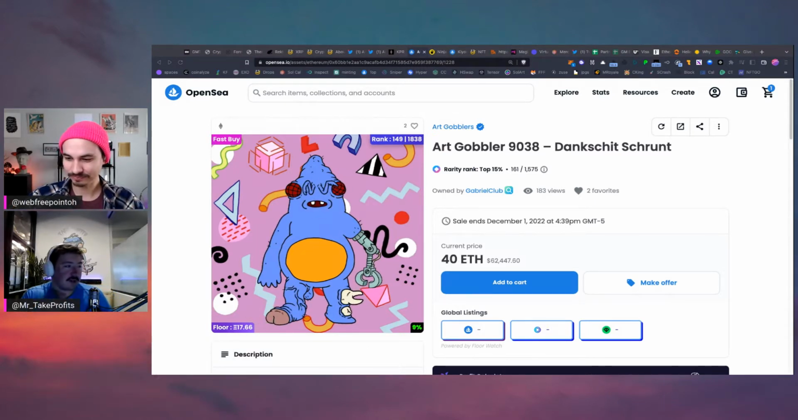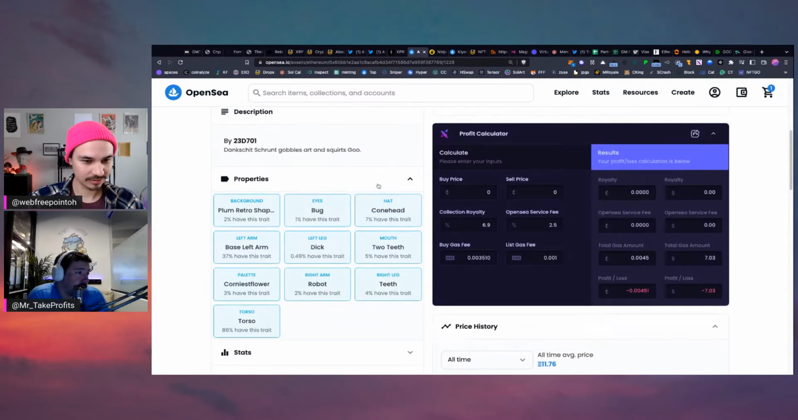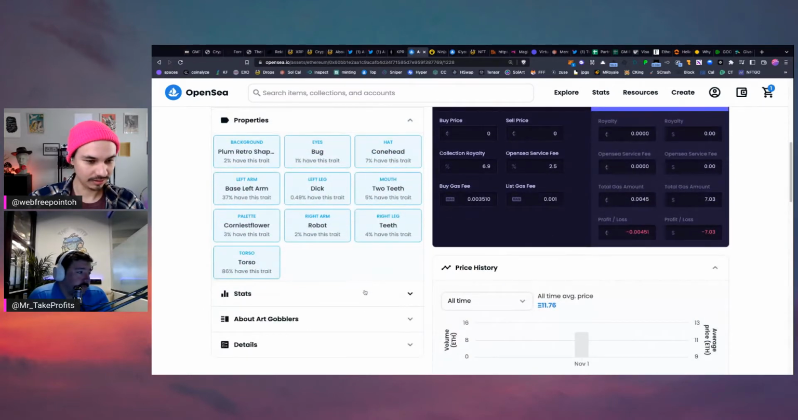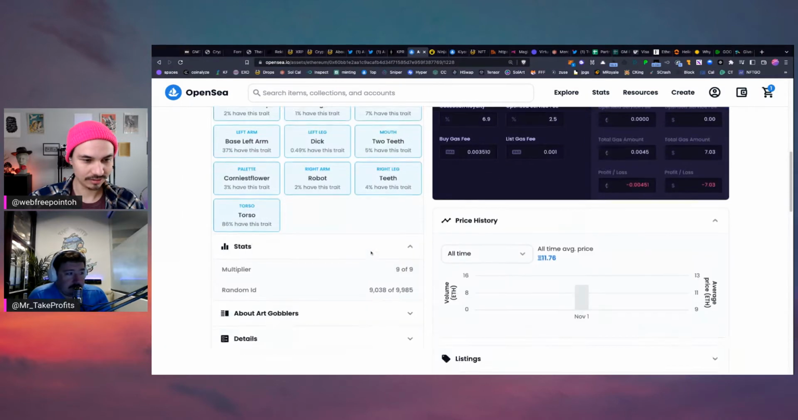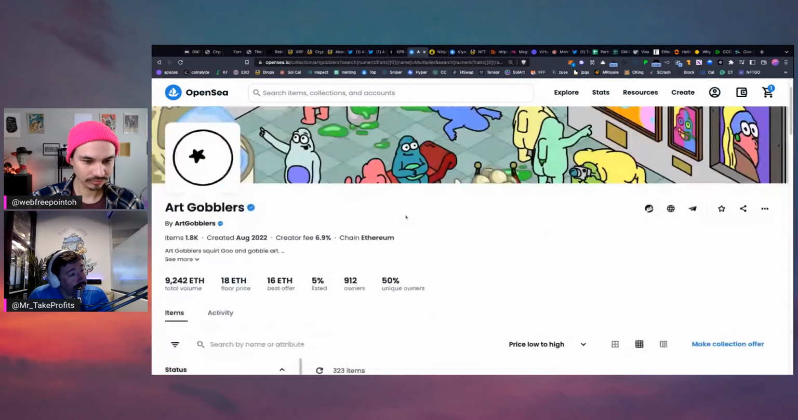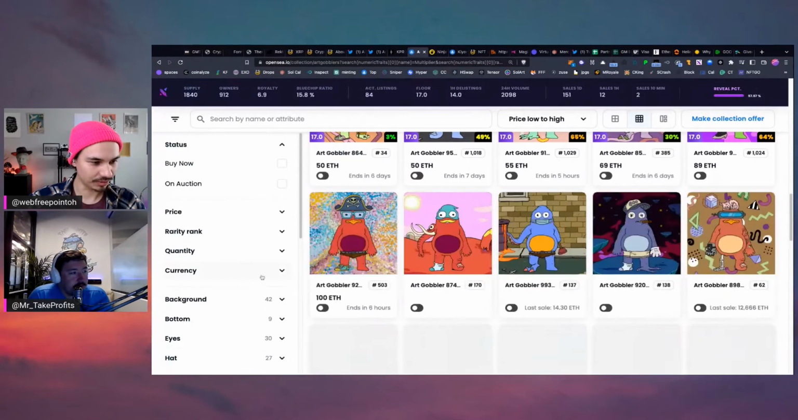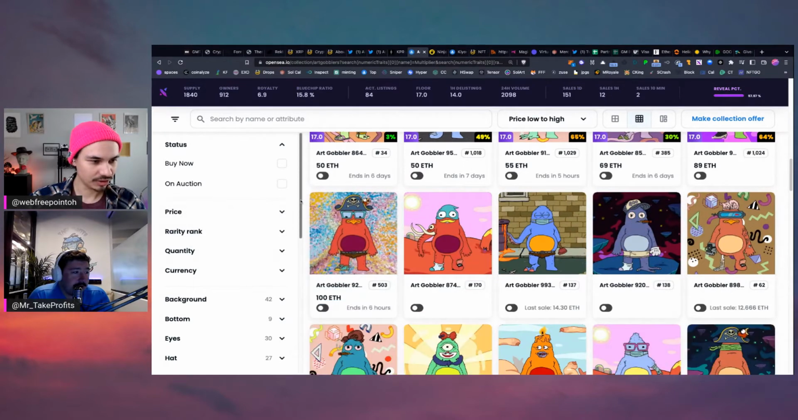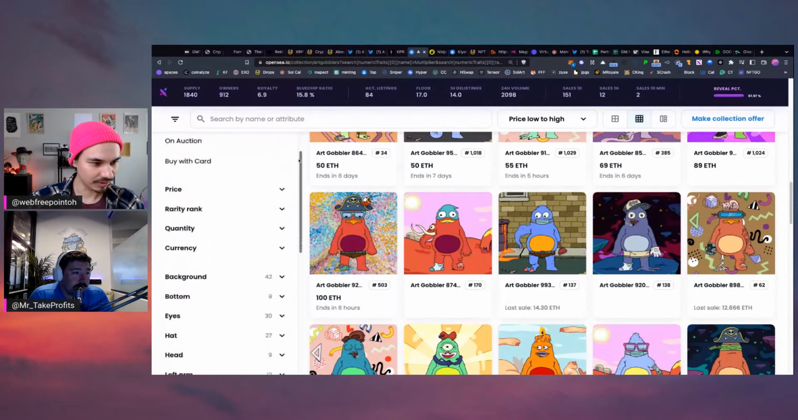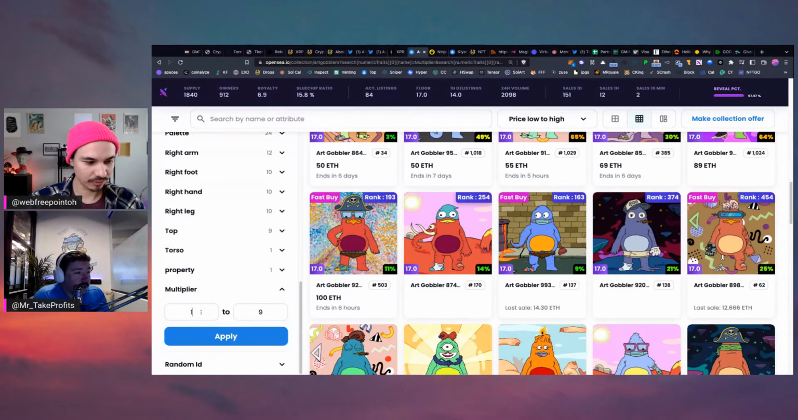Does it say in the rarity what the goo multiplier is on the gobbler? How do you find the multiplier of your gobbler? Oh, multiplier 9 of 9. Okay, so that's good. Does this one have a high multiplier? I guess. That must mean good. That's a 9 multiplier. Sounds good. Can I search by multiplier here? Oh, yeah, you can. Okay, so I want to see all the ones with the shittiest multipliers.